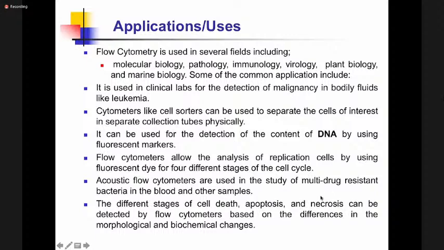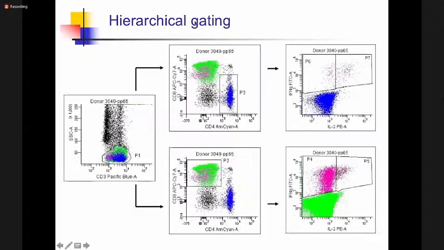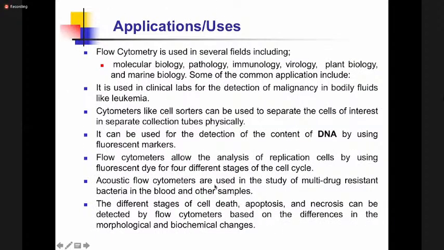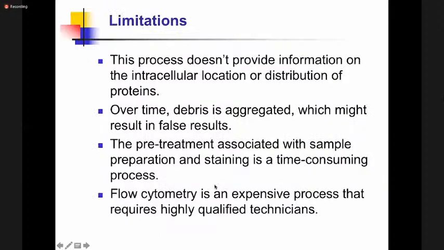You can check the proportion of cells which are undergoing necrosis, or you can check the proportion of cells which are continuously proliferating, undergoing mitosis, like with the marker Ki67. So look at how you have a lot of things which you can do with the flow cytometer in medical practice. How about the limitations of the flow cytometer?